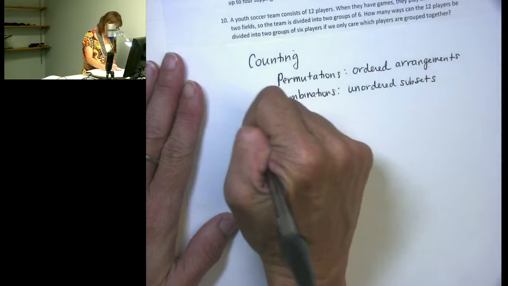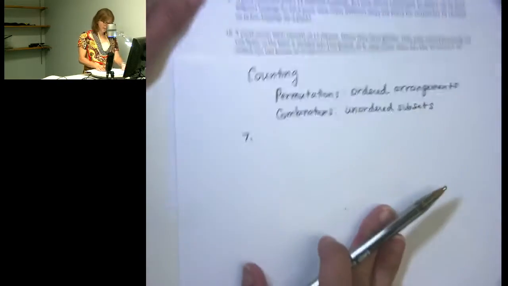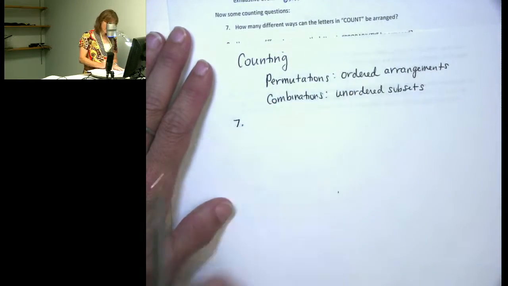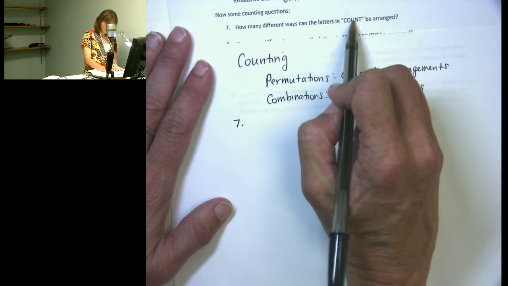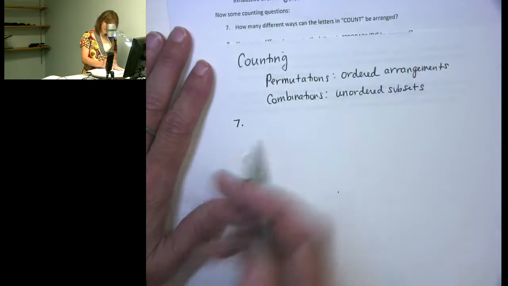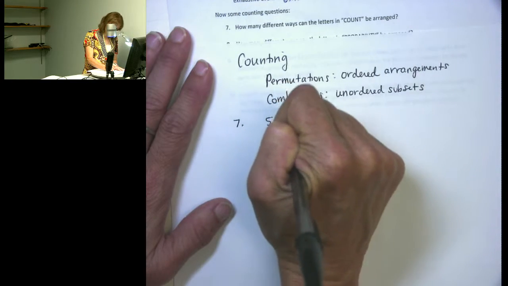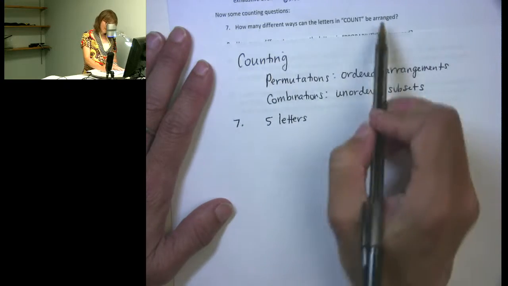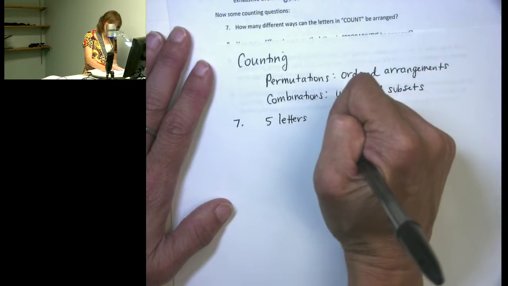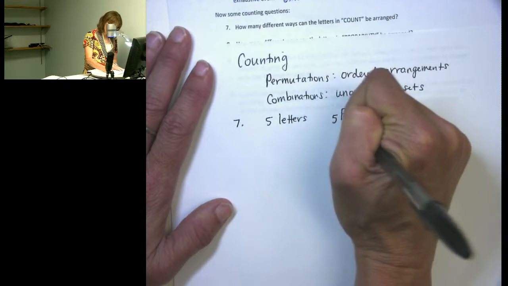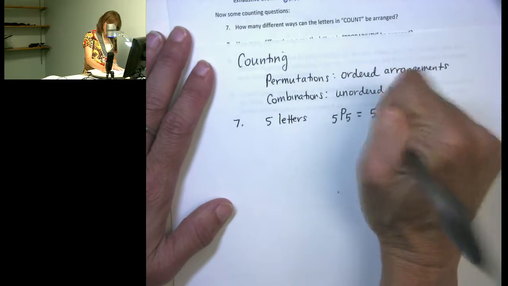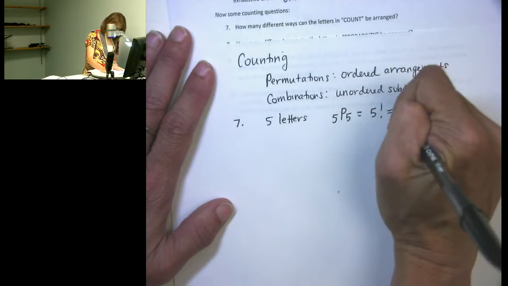So in question 7, we're looking at how many different ways the letters in count can be arranged. Now here we've got 1, 2, 3, 4, 5 different letters. Each of them is different from the other. So I've got 5 letters. I'm looking at how they can be arranged. The order potentially would be mattering here then, so I'm going to be using permutations. So I'm going to be taking 5, permuting them into 5 places. This gives me 5 factorial, which is 120.